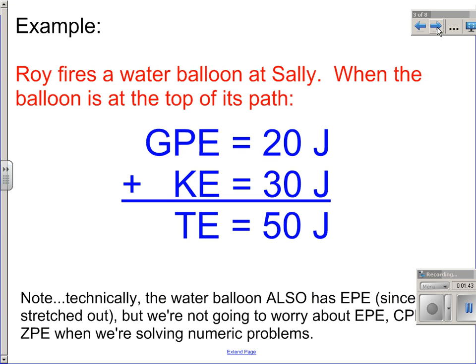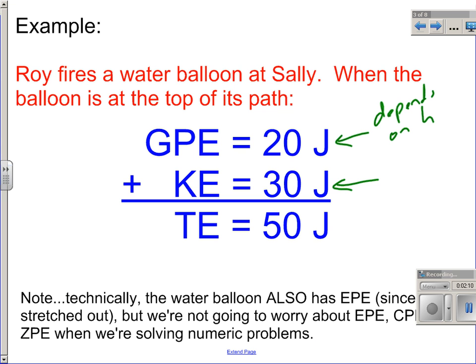So here's an example. Suppose that Roy fires a water balloon at Sally. All right, and when the water balloon is at the very top of its path, because it's up some height, it's going to have some gravitational potential energy, right? All right, so maybe it's got 20 joules of gravitational potential energy. Don't worry about where I got the 20 joules. It's just a made-up number, but you'll need to understand that it's not zero because it's up some height.